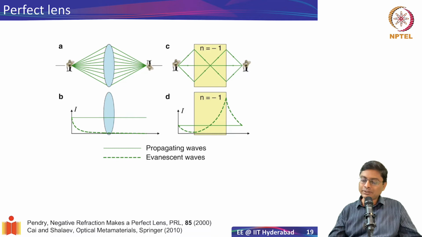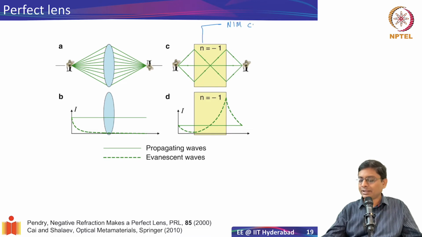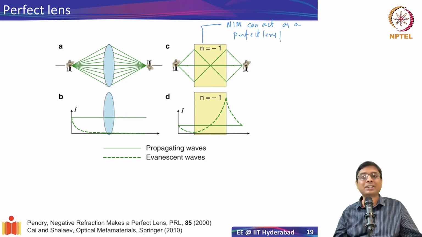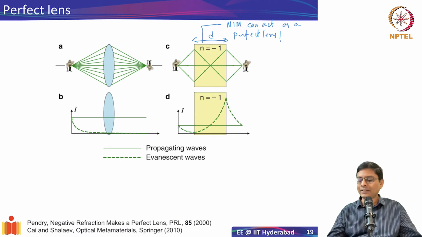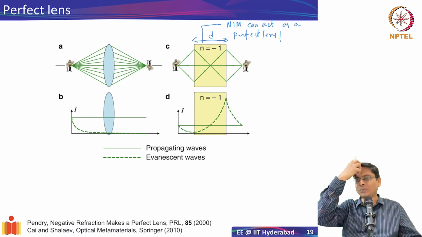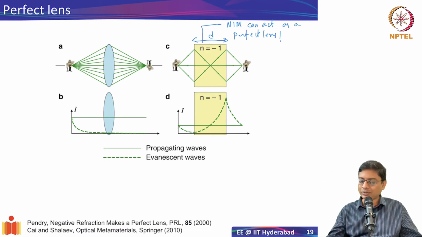Now what he said was, you take a negative index medium. If I have a pure negative index medium like this, a NIM can act as a perfect lens. This was his claim that was really remarkable, and people paid attention to that. Let's say you have a positive index material, air, and then you create some sort of negative index material of some thickness D here. This is my thickness D. If I have such a scenario, I can put an object close to the perfect lens. Let me say this distance is F.